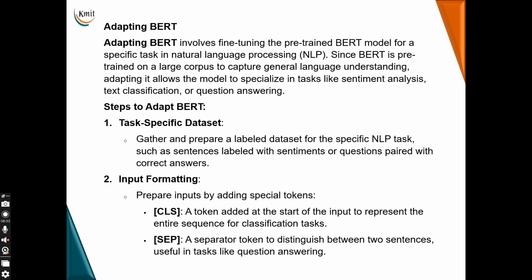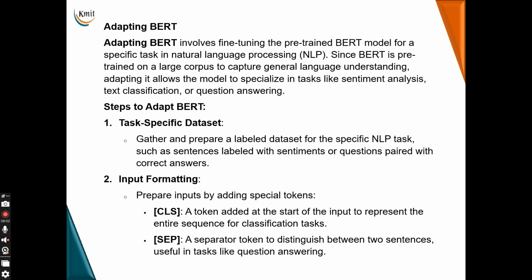What are the steps to adapt BERT? First one, task specific data set. Once it has learnt the complete language, if at all needed, we need to give the task specific data in order to perform the NLP task, right?